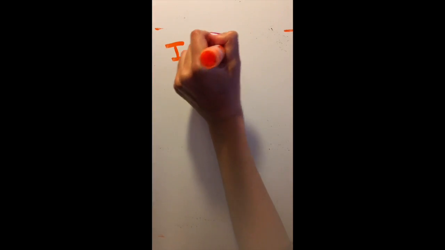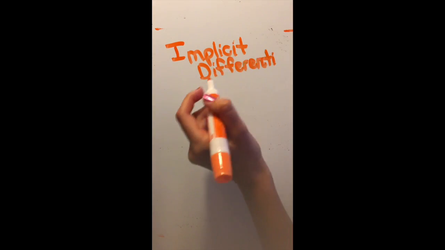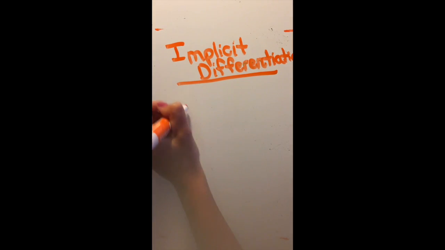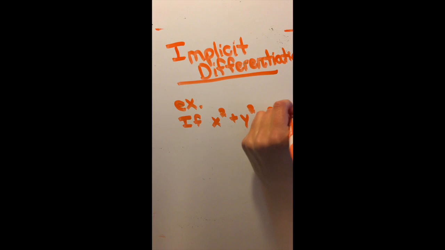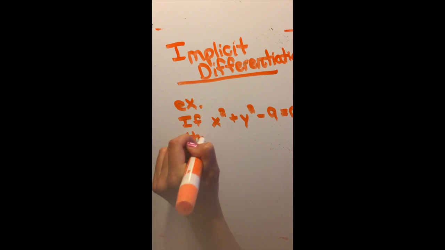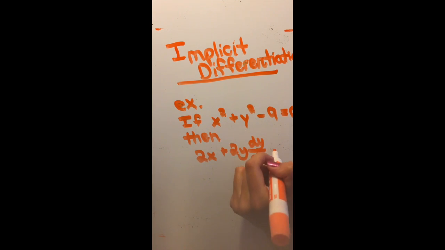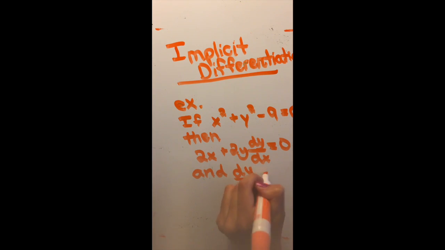Alright, now we've got implicit differentiation. Some functions have both x and y on both sides of the equation. What we need to do here is treat y as a function of x and then find the derivative that way. So given a function, say x squared plus y squared minus 9 is equal to 0, all we do is take the derivative of each term in the function and treat y with a chain rule. So we do 2x plus 2y times the derivative of y, minus 9, or the derivative of 9 is 0. So then we solve for dy over dx, and we get dy over dx equals negative x over y.